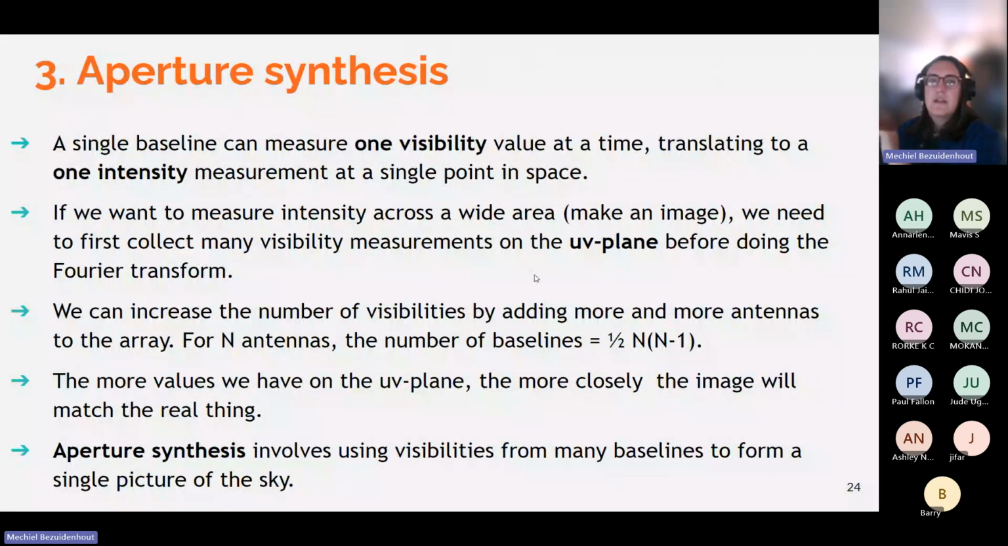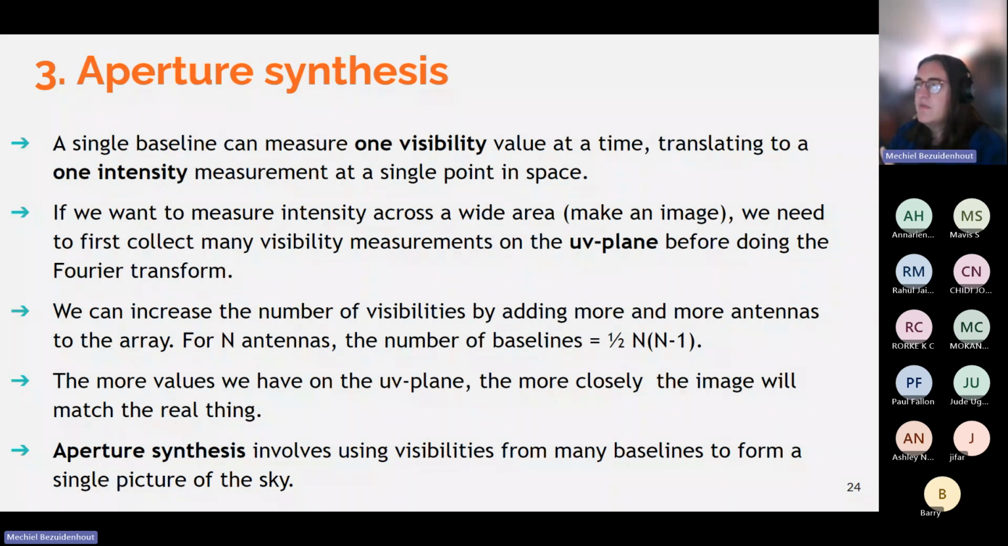So next we move on to the concept of aperture synthesis, which I've already kind of explained. The notion is that a single baseline measures one single visibility value at a time, which translates to one intensity measure at a single point in space. So if you have a single baseline, you can only measure the intensity at one point in space. If you want to measure the intensity across a wide area, which is to make up an image, we need to first collect many visibility measurements on the UV plane before doing the Fourier transform.